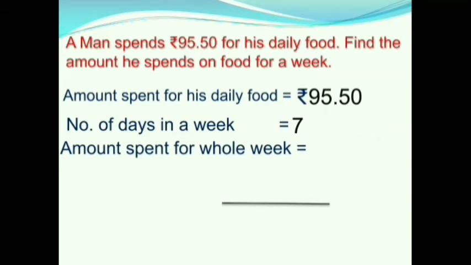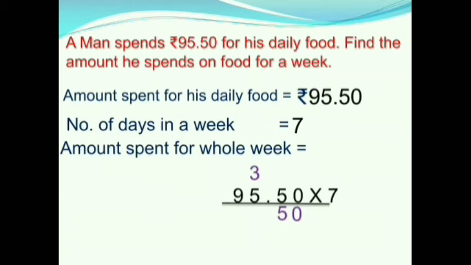We should find out amount spent for whole week. Now we should multiply 95 rupees 50 paise by 7. First we should multiply 7 and 0. 7 zeros are 0. Next we should multiply 7 and 5. 7 5s are 35. Write 3 above the 5 and write 5 below the 5.